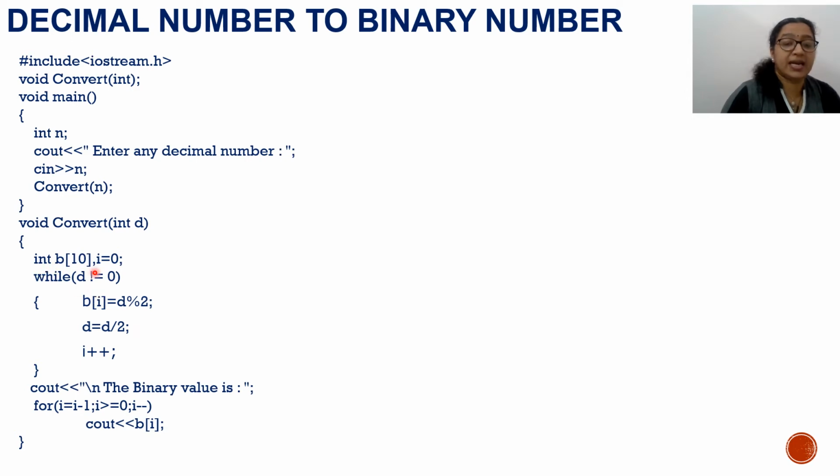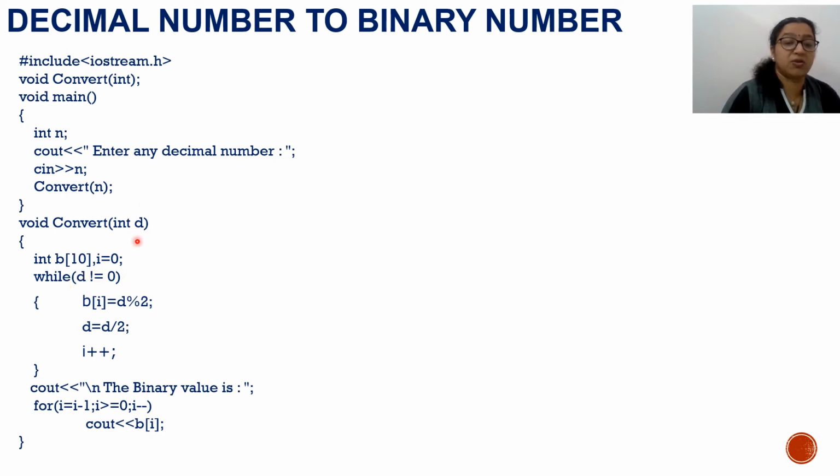So we need an array. So we declared an array here. Int b is the array name here, and 10 is the maximum size here. Then comma, i equal to 0. One more variable declared, that i is the index for this array, then initialized with 0. Then semicolon. Then the while loop begins, with the condition d not equal to 0.